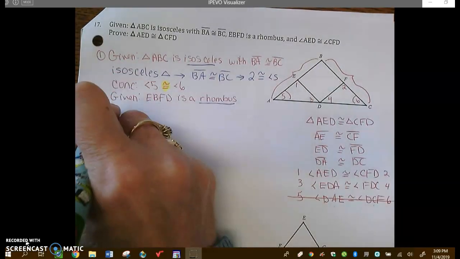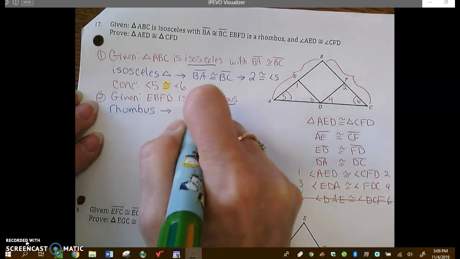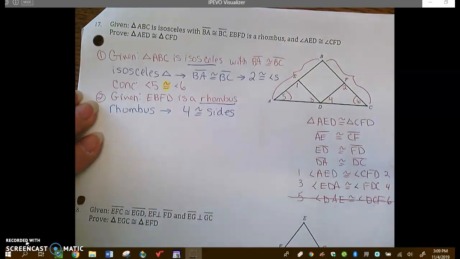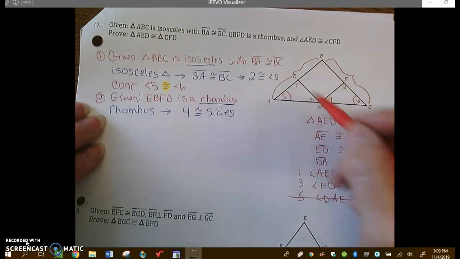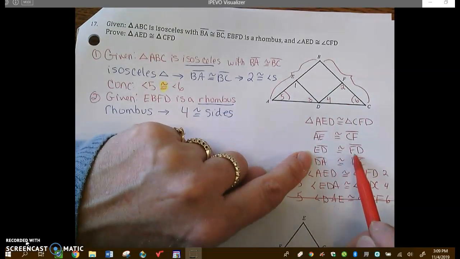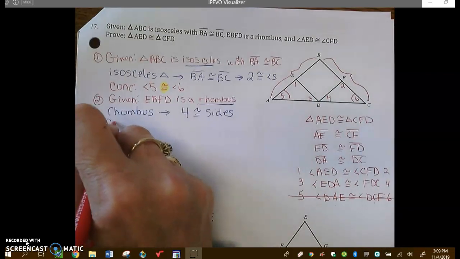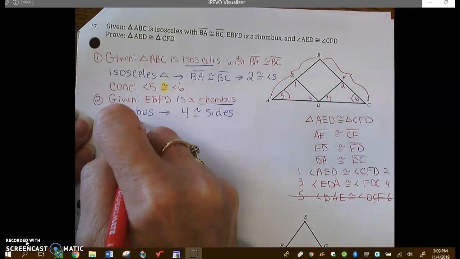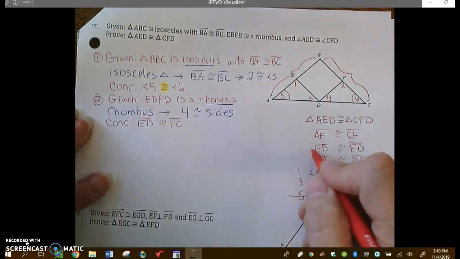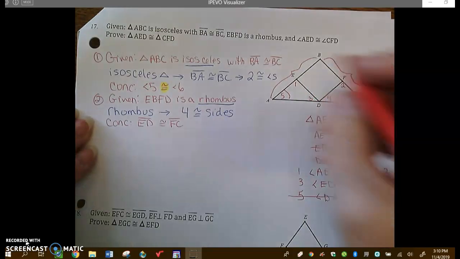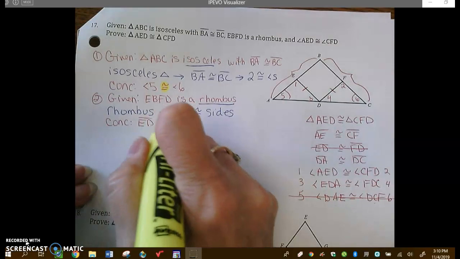So I'm going to use the fact that I have a rhombus, so I'm going to start off with that. If you have a rhombus, then there are 4 congruent sides. Now, do I need to name all 4? I could, but the only 2 from this rhombus that are in the list are line segment ED and line segment FD, these 2 sides. So that's what I want to conclude. So line segment ED is congruent to line segment FD. All right, that's a congruent sign. I'm putting my markings in the picture, and that makes number 2.